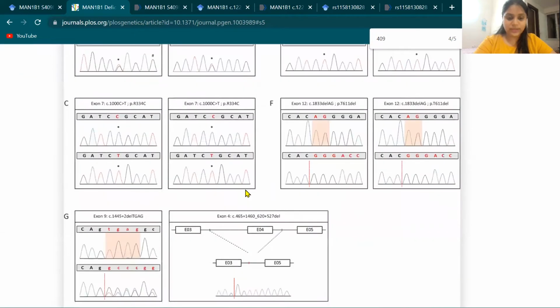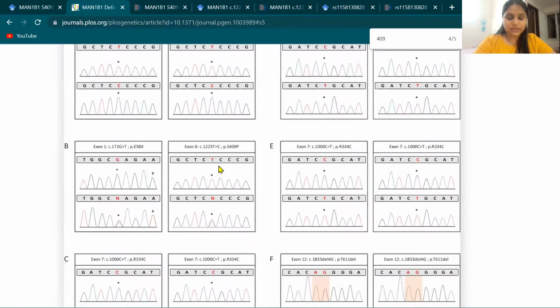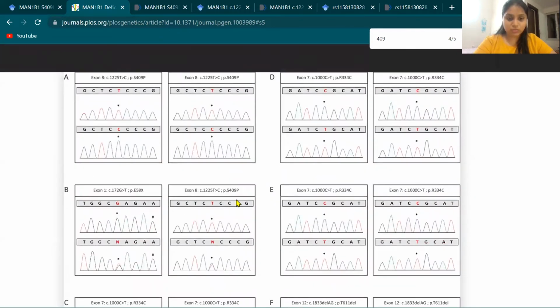So therefore, since they are present in trans in case 2, trans compound heterozygosity along with the nonsense mutation, we can give PM3 to this particular variant S409P. And since it is segregating in this family, case 1 family as well as case 2 family, we can give it PP1 supporting criteria as well from this paper.